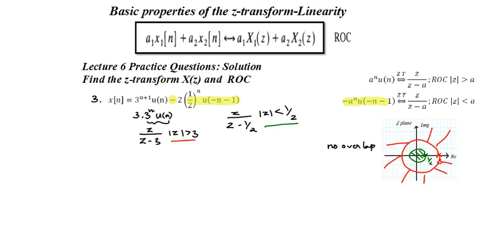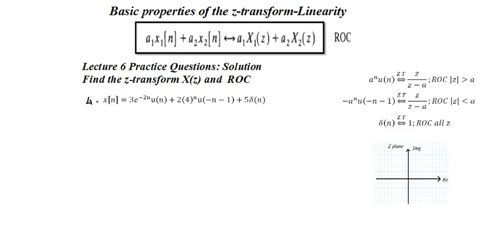So there is no Z transform. X of Z does not exist, because there is no overlapping area for this particular signal. One signal is greater than 3 and another one is less than 1 by 2. So there is no common overlapping area. So there is no X of Z. And we will explain the next question.